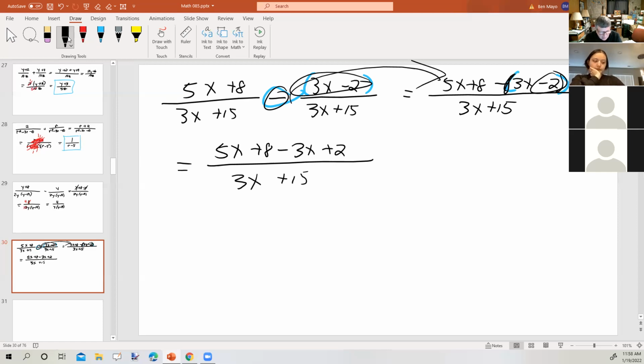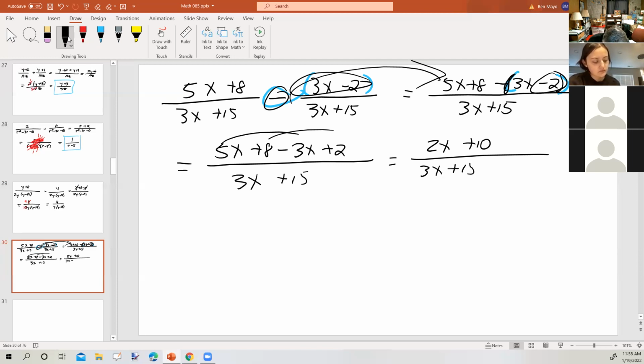Okay. I can promise you 99% that you'll have one of these on the test. I say 99% because I can't remember for sure, but I'm pretty sure. So now combining like terms, 2x plus 10 over 3x plus 15. Factor a 2 out of the top and a 3 out of the bottom.